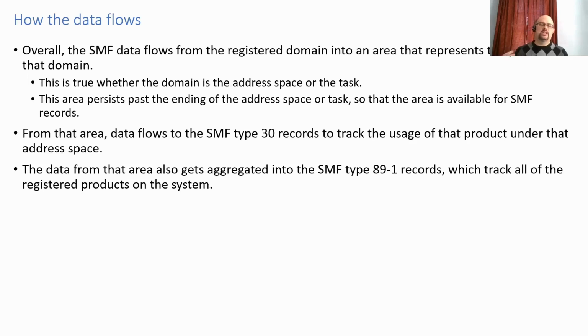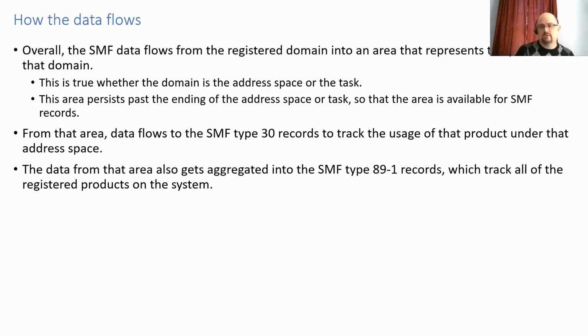And so the data flows from that registered domain, again, whether it's the address space or the task, into an area that represents the product in that domain. Again, it doesn't matter what the domain is, whether it's address space or task, and it hangs around like I mentioned before. From that area, we're going to put data into the type 30 records to track the usage of that product under the address space. So the type 30 does have a usage data section just for the product in that address space.